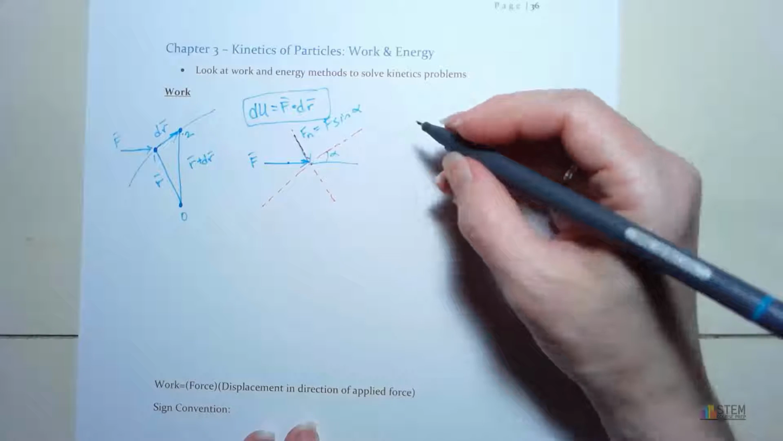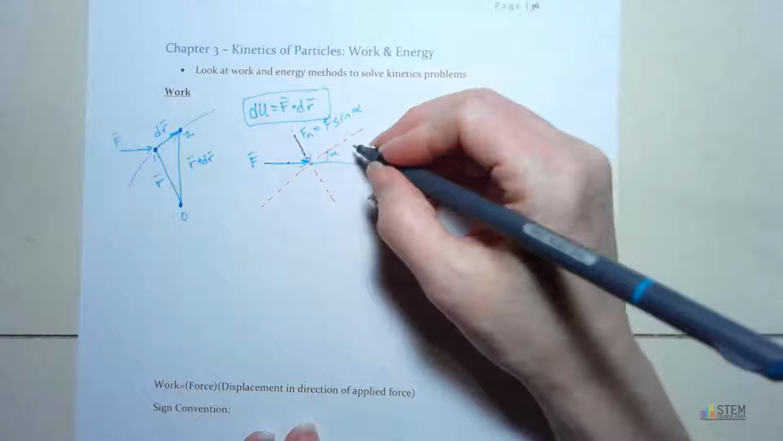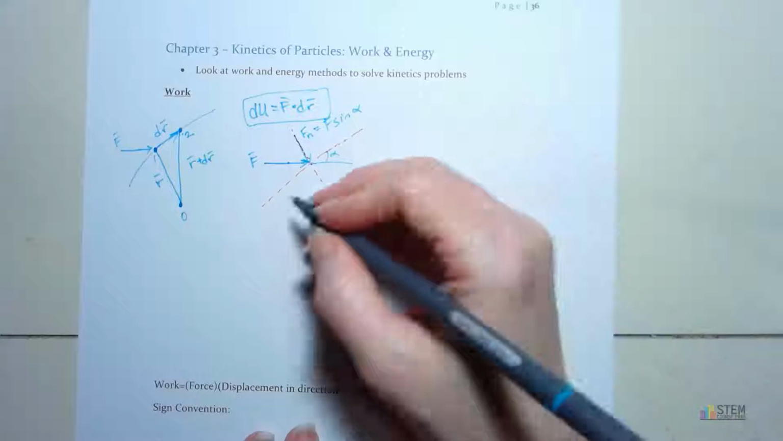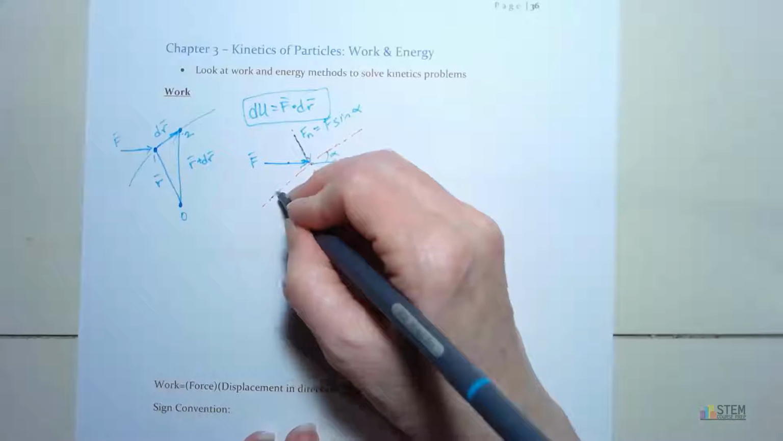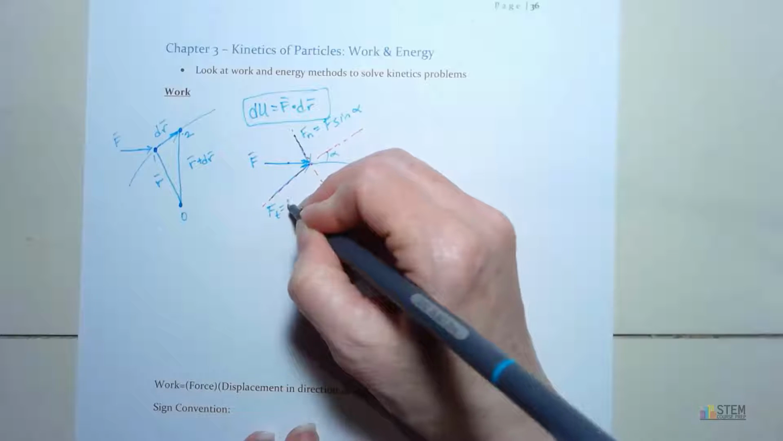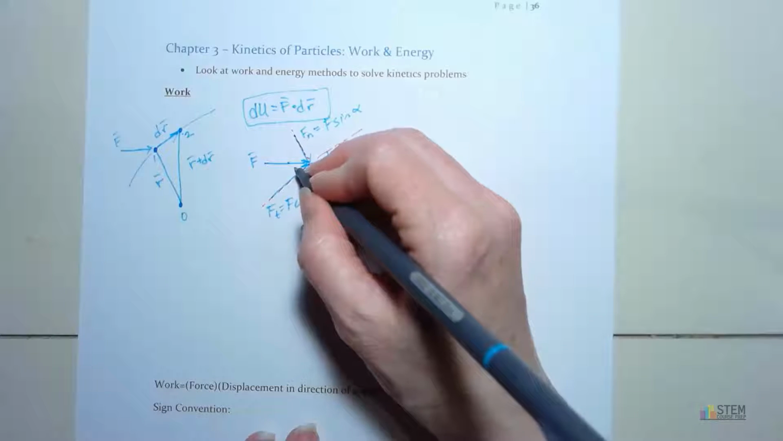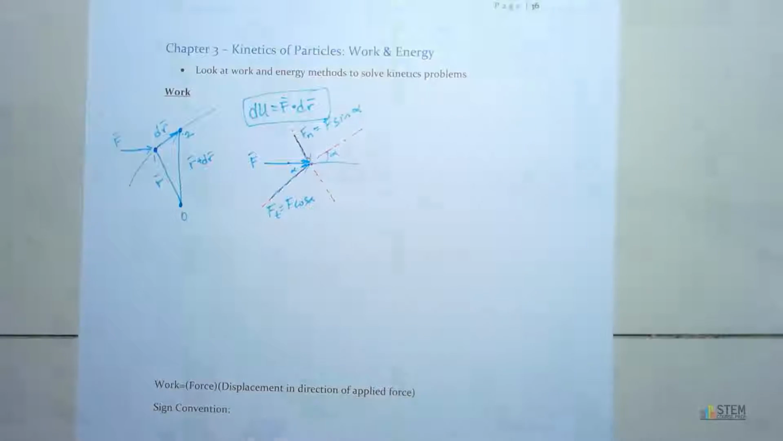Now, let's go ahead and keep going through this. Now, this component right here is going to be the tangential component. So this will be Ft. So this is going to be F cosine alpha. Again, because this is going to be alpha. Okay? So now we've got that.